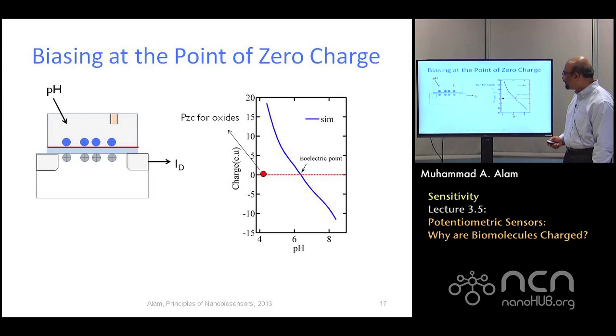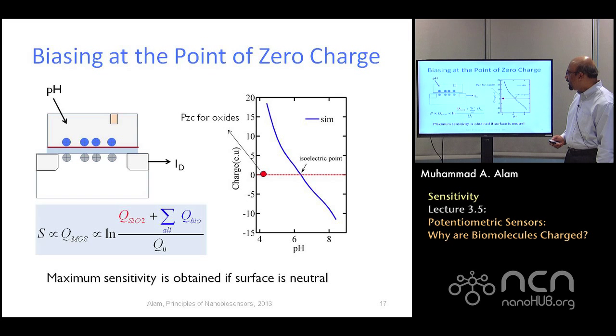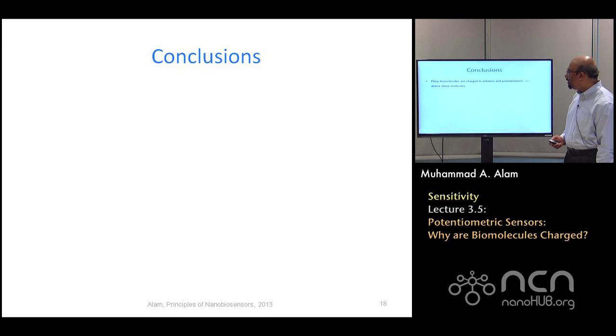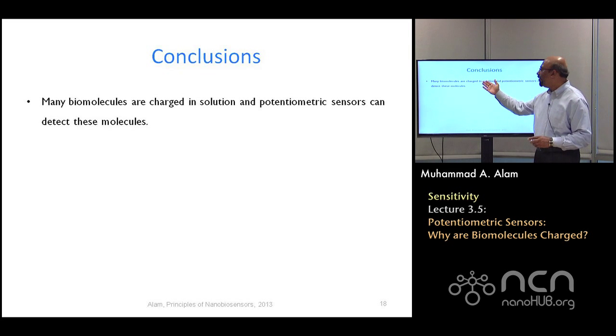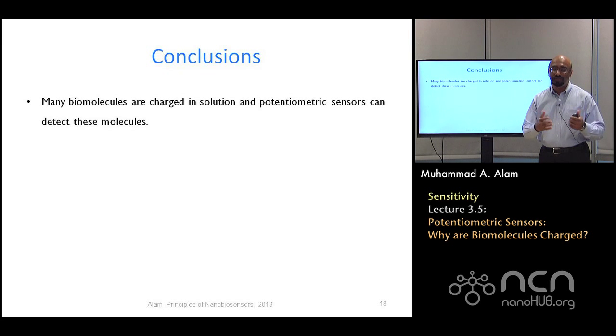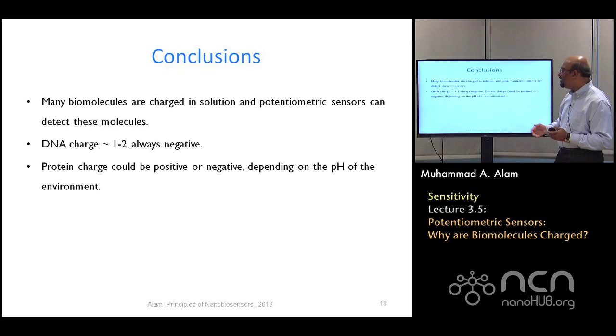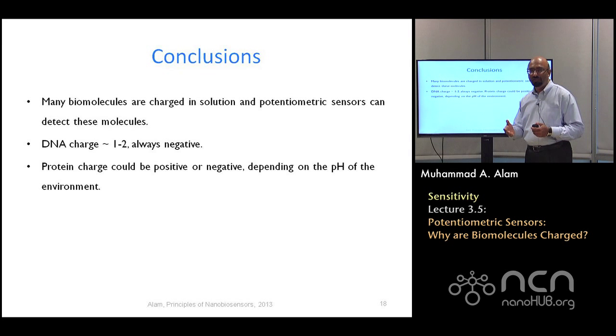Let me end then. So my conclusions are the following. The conclusions are that many biomolecules are charged in solution. Not everybody. You saw that part of the amino acids, even if you put them in the solution, did not get charged. But DNA and a large fraction of the amino acids in the protein actually got charged. And these charges are about 1 to 2 for DNA, negative 1 to 2 by the way.